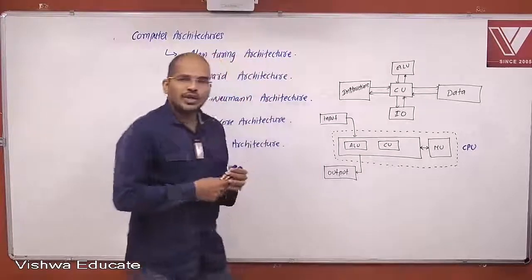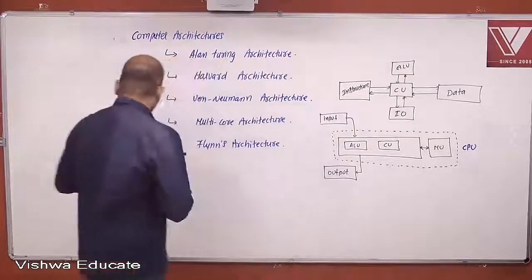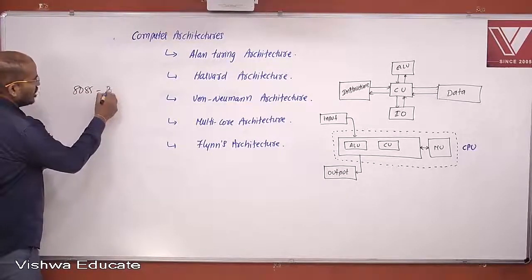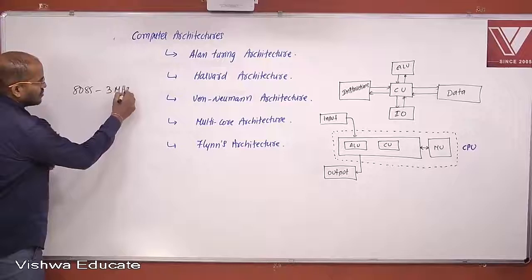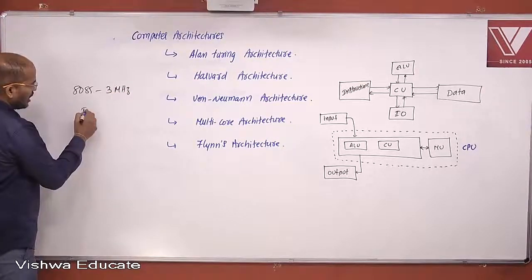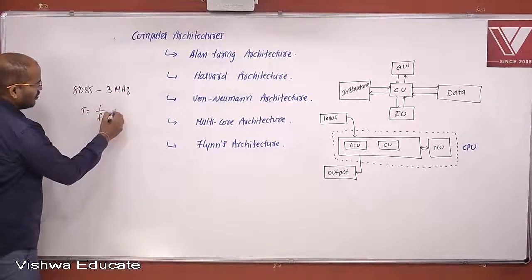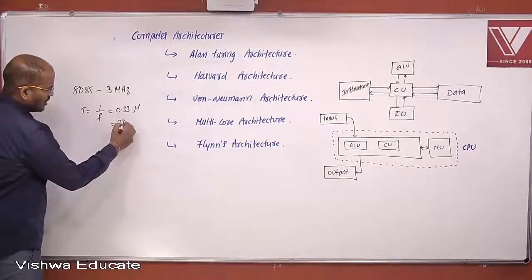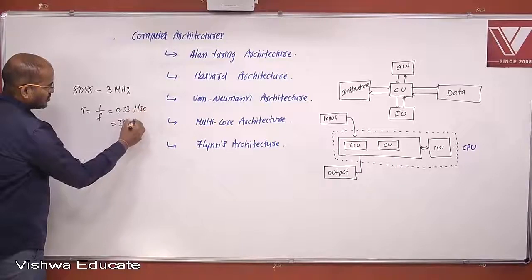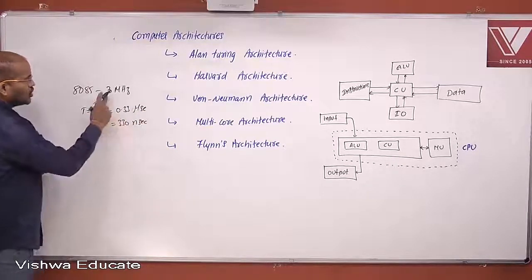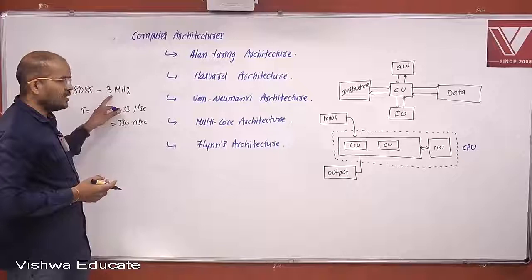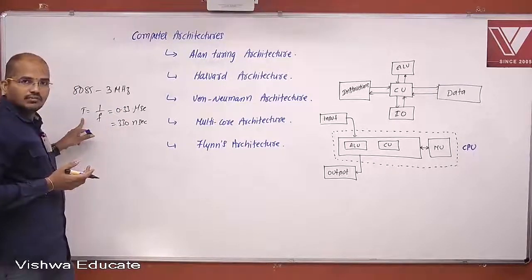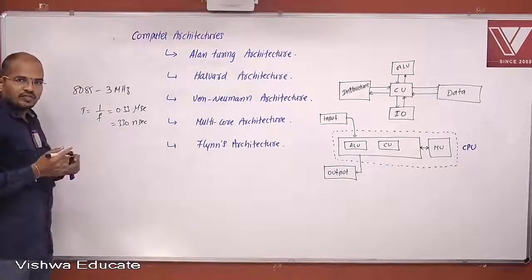and 8085 is designed to work with 3 megahertz. So if it is 3 megahertz, time period will be 1 by f. 1 by f would be 0.33 micro, or 330 nanoseconds. So higher the frequency, lesser the time, because T and F are inversely proportional.